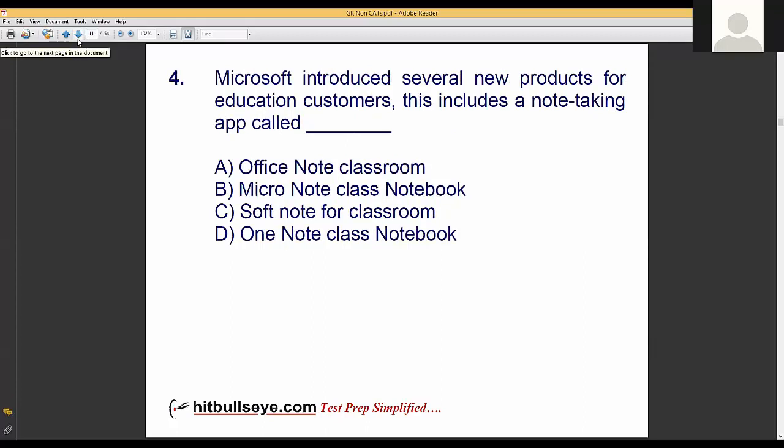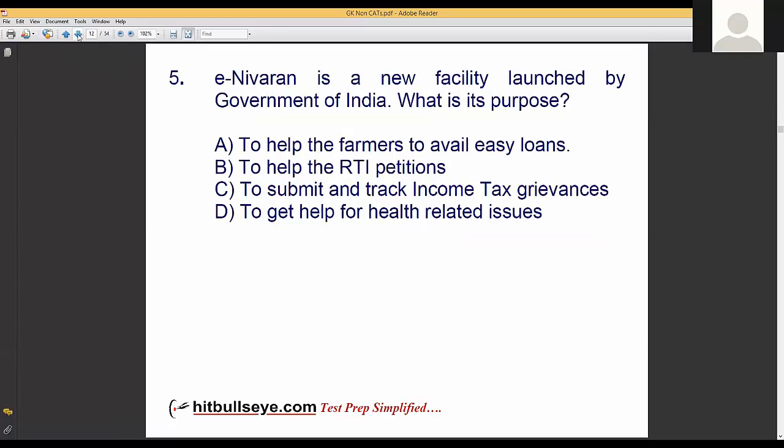Next, Microsoft introduced several new products for education customers. This includes a note-taking app called... Again, I'm sure most of you are using it or at least have seen it or accidentally clicked on it on your computers. The answer, of course, is D, OneNote Class Notebook.